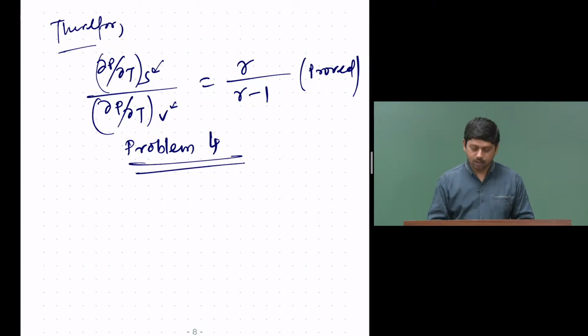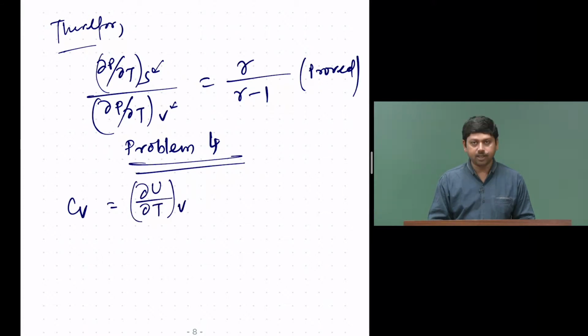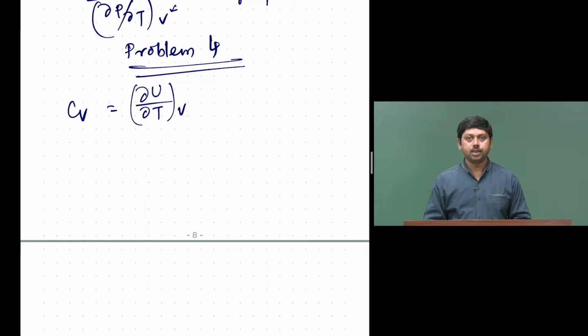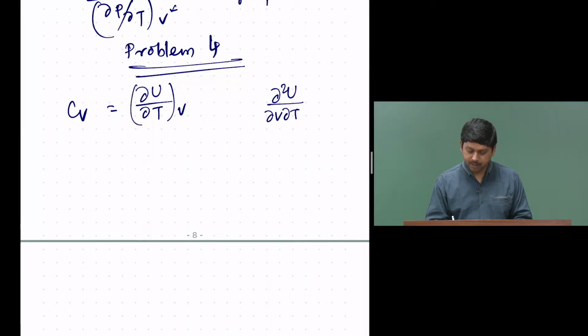Now, specific heat at a constant volume is Cv, which is del U by del T at a constant V by definition. But there is a trick here that you need to use: the functionality of U as an exact differential. Exact differential is when d2U by dV dT is equal to d2U by dT dV.